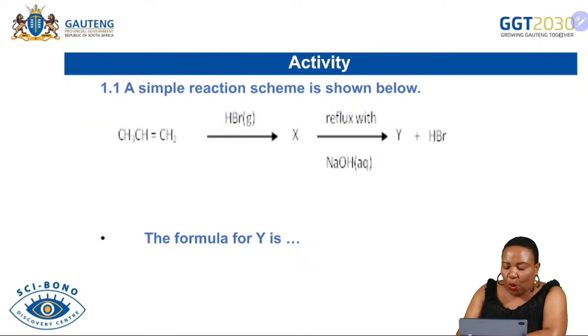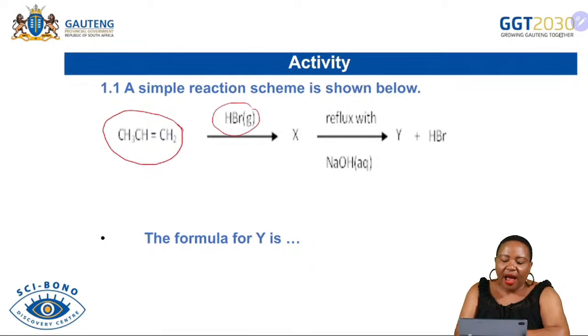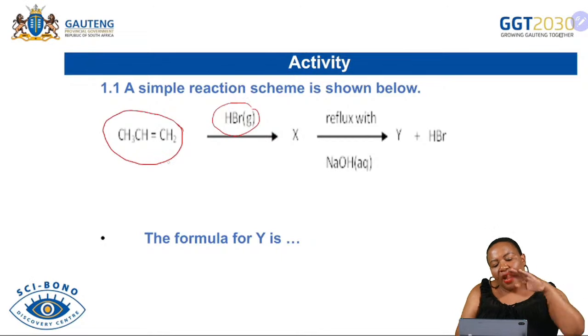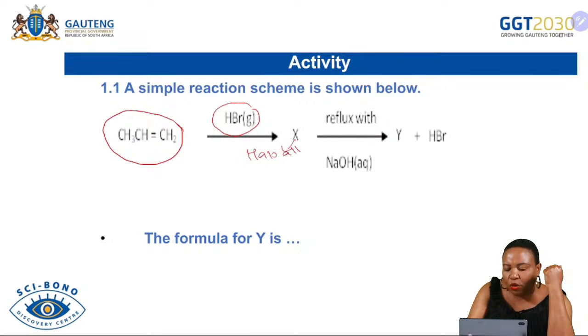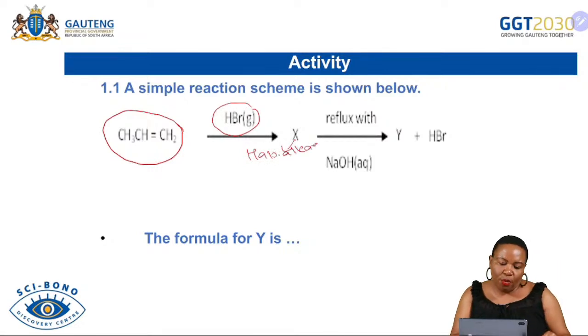When you look at this one, you can see that we are starting with an alkene because of the double bond, and then it reacts with HBr. I think we already know now that when an alkene reacts, it will always undergo addition reaction. So because this alkene reacts with HBr, it will form a haloalkane. We already know that. And because there's a haloalkane, we'll have one halogen. So a haloalkane will be formed here.